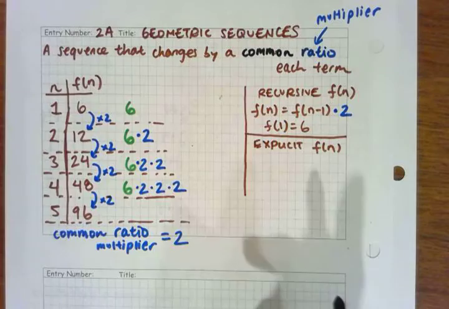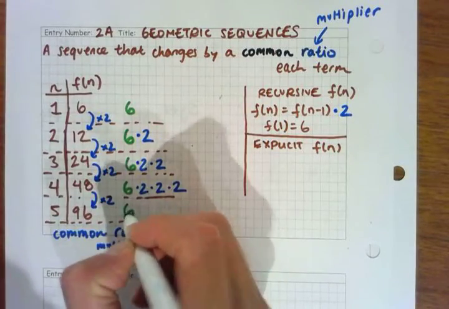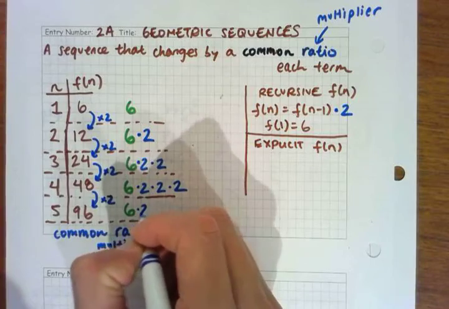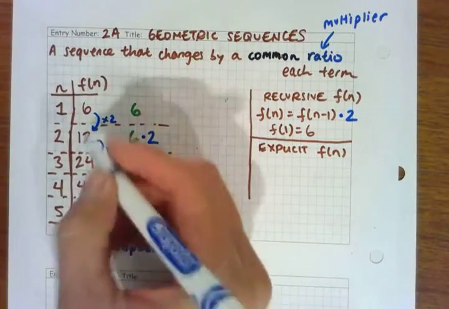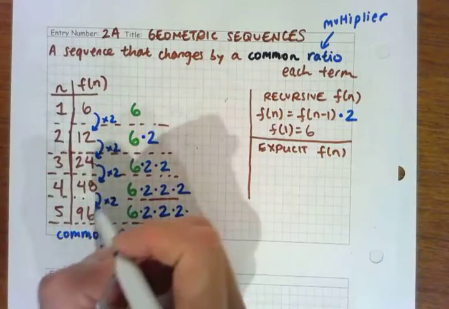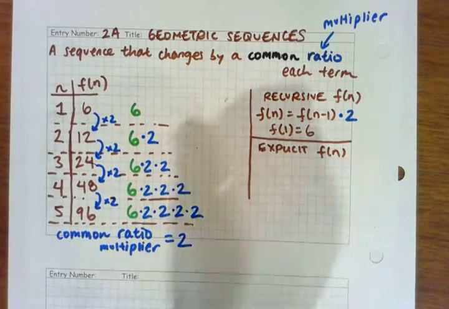For this 96, how did we get there? We started with 6. We multiplied by 2 to get 12. Then we multiplied by 2 again to get 24. Then we multiplied by 2 again to get 48. Then we multiplied by 2 again to get 96.